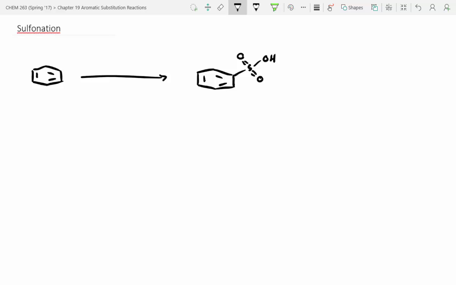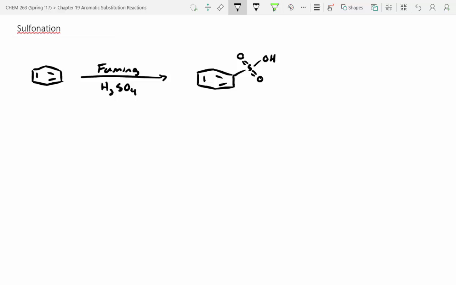In order to get this functional group installed, you have to use something called fuming sulfuric acid. And I'm always amazed how many experienced chemists have no idea what fuming sulfuric acid is. Does anybody here know what fuming sulfuric is? It's sulfur trioxide, gas with the sulfuric acid. Exactly. So what you do is you take sulfuric acid and you bubble through sulfur trioxide gas and you saturate your sulfuric acid with sulfur trioxide gas.